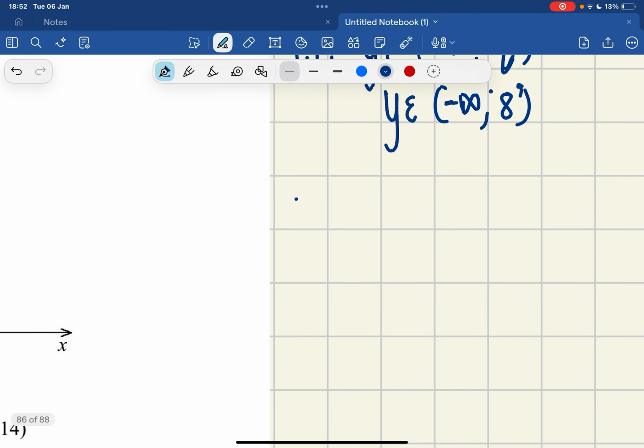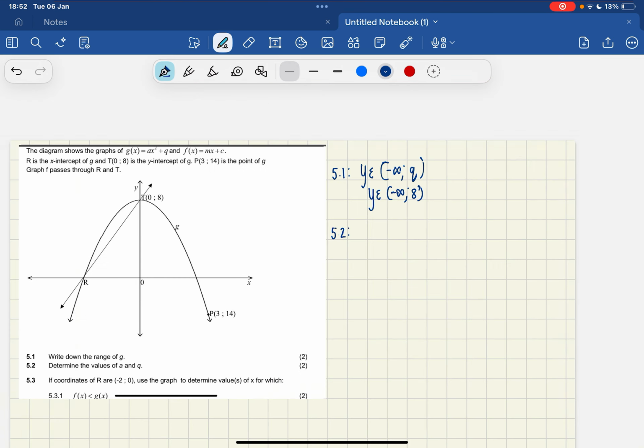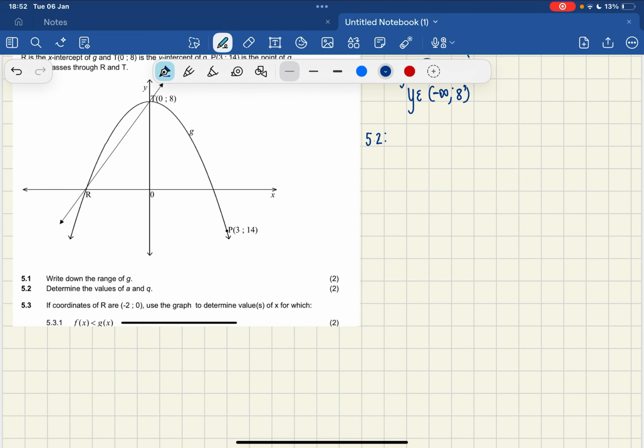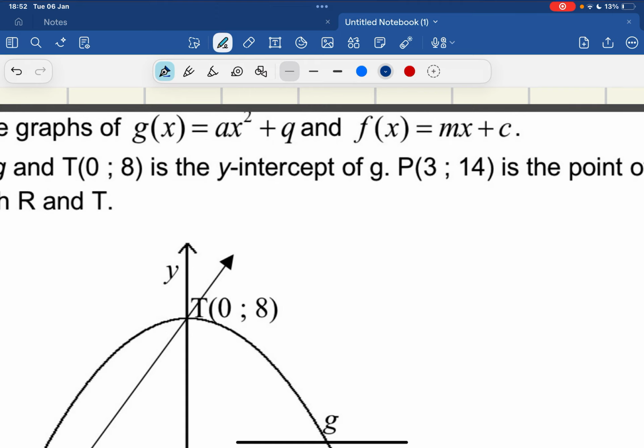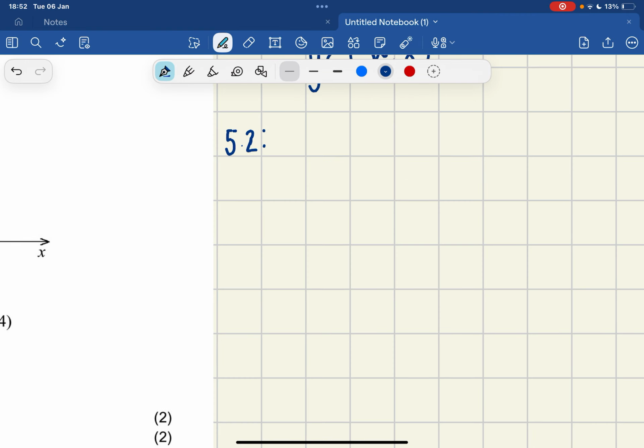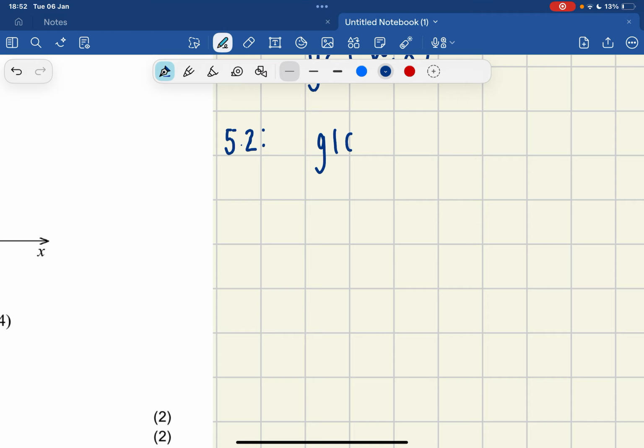Now 5.2 proceeds to talk to us. And what do we see at 5.2? It says, determine the values of a and q. Looking at this graph, determine the values of a and q. So what would we do first? We've been given the y-intercept, so let's quickly write out the equation of g(x). g(x) is equal to ax squared plus q.